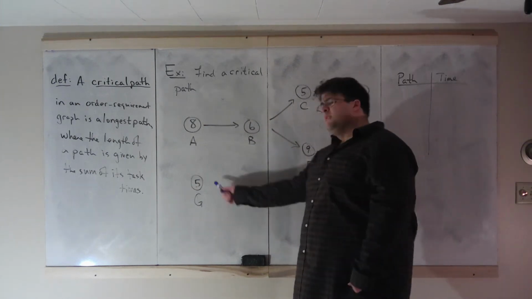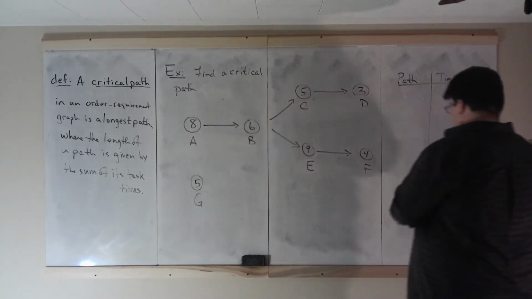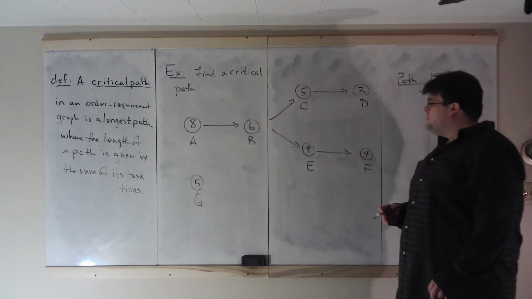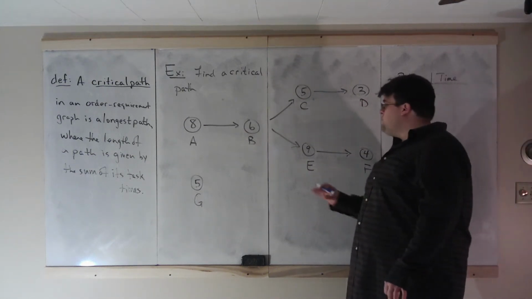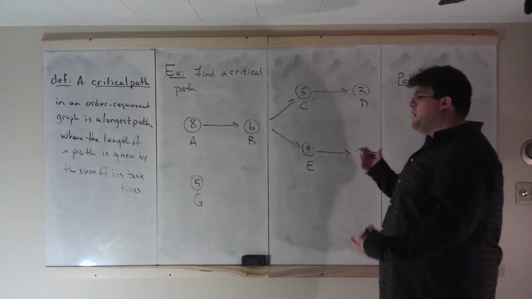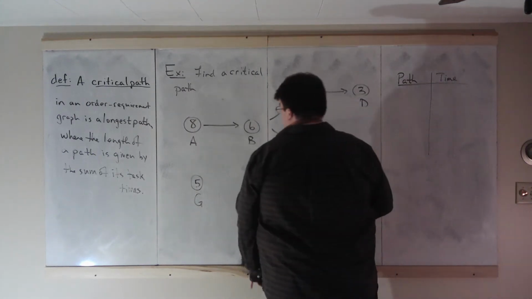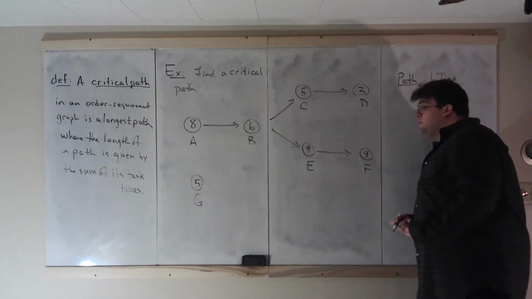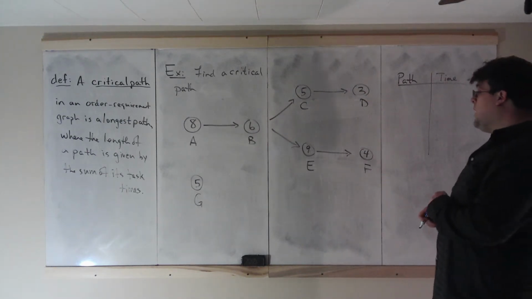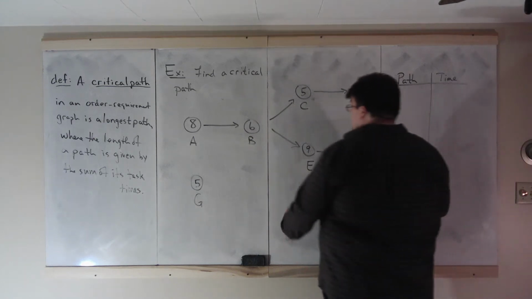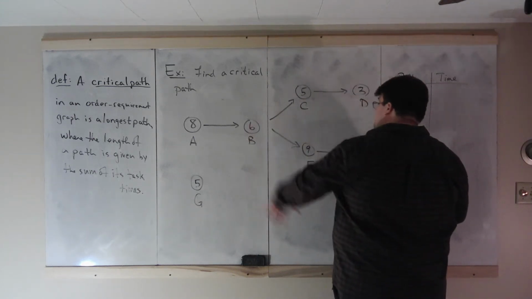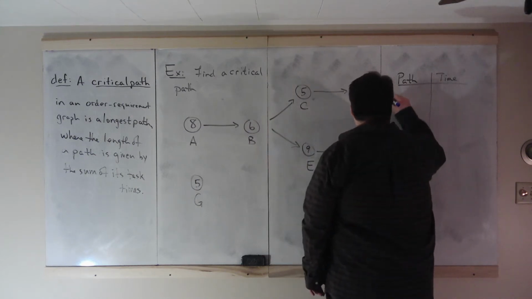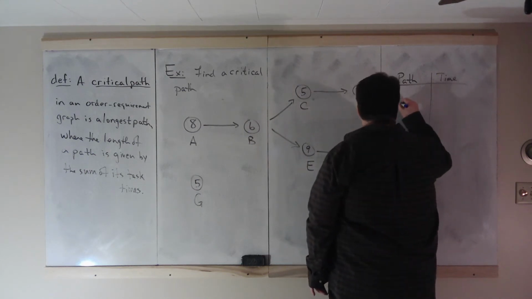What does this mean, task G over here by itself? Well, that means completing G can be done independently of all of these other tasks. So G is still something that has to be done to complete the job, but you don't have to finish anything else to do G, and you don't have to do G to finish anything else. But let's find all of the paths through this.